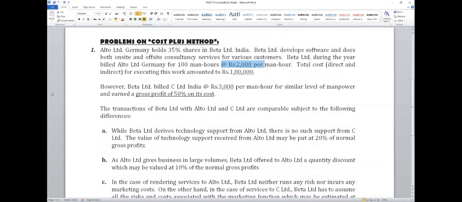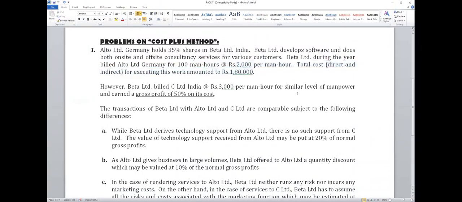Now listen. Beta Limited build C Limited India. இது வந்து they are not associated unrelated party. C Limited வந்து unrelated. 3,000 rupees per man hour for similar level of manpower and earned a gross profit of 50% on its cost. Sir, 50% profit பண்றீங்க. நீங்க 10% தான் காமிக்கிறீங்க. 50% on cost. 10% தான் நீங்க profit வச்சு பில் பண்ணிருக்கீங்க. How this is correct? ரொம்ப கம்மியா பில் பண்ணிருக்கீங்க.